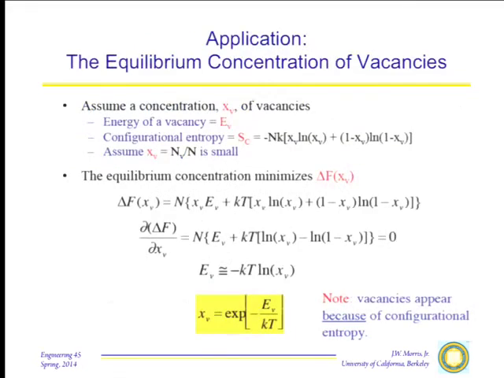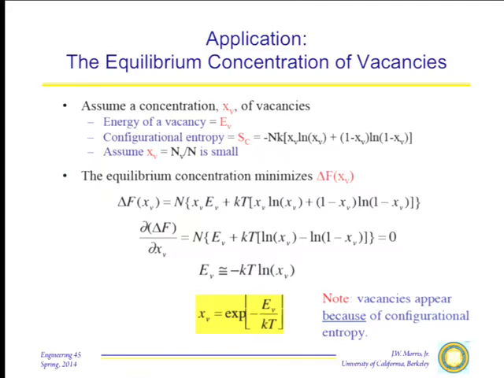Now let me solve a couple of problems with it. I want to use it to show you two things. The first is the equilibrium concentration of vacancies in a solid, and the second is the proof that everything is soluble in everything else, which originally comes from Gibbs. Suppose that we have a concentration of vacancies that's x sub v. So we have a one-component solid, keep life simple, and it's got some vacancies in it. Suppose that the energy of a vacancy is just E sub v. We want to find the configurational entropy and then use that to calculate the equilibrium number of vacancies.